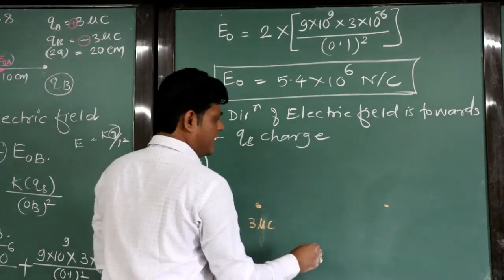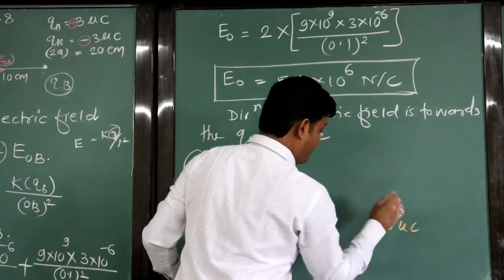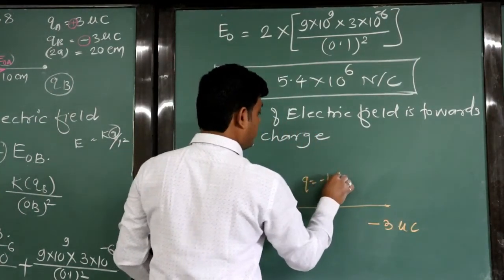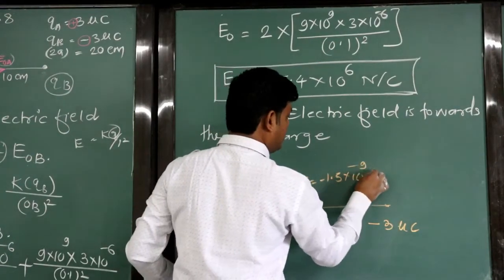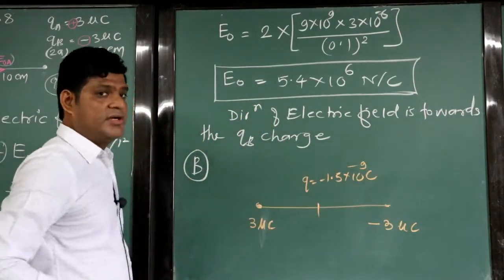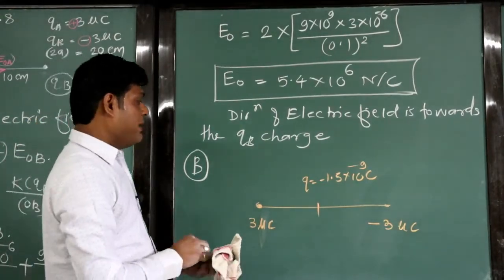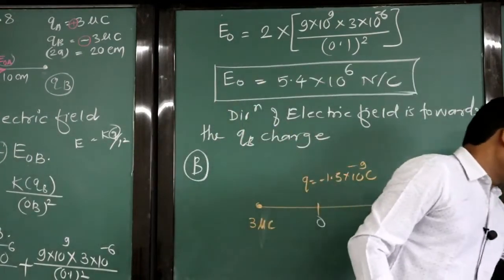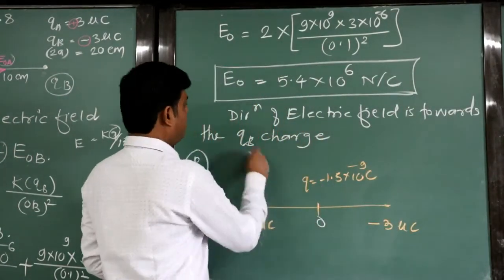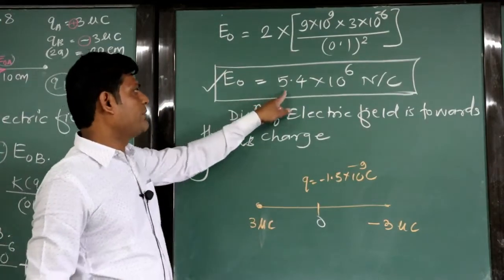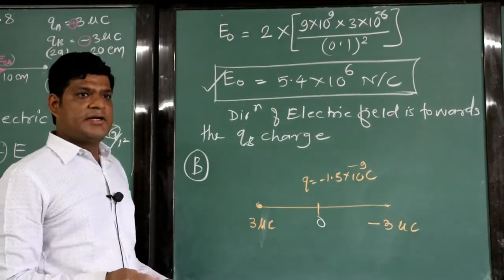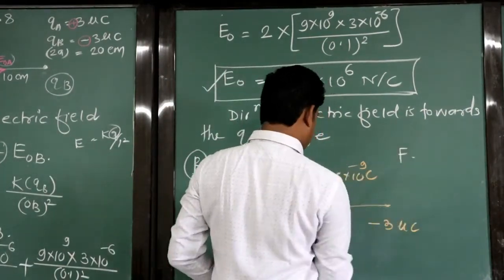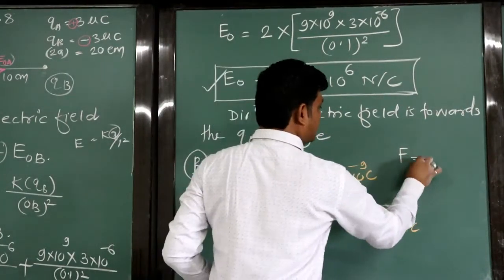QA means 3 microcoulomb charge, and QB is minus 3 microcoulomb. On the center, a charge of minus 1.5 times 10 to the power minus 9 coulomb is kept, and we must find the direction and magnitude of the force at O. This is a simple question. The charges are the same, so the electric field will be EO equal to 5.4 times 10 to the power 6, but the question is to find the force acting on O.